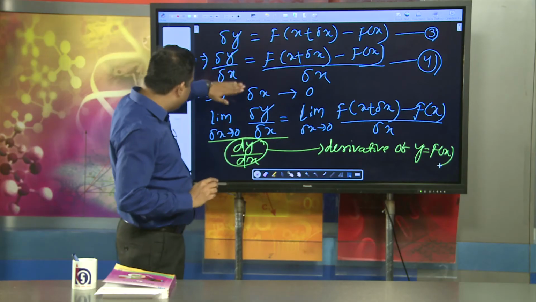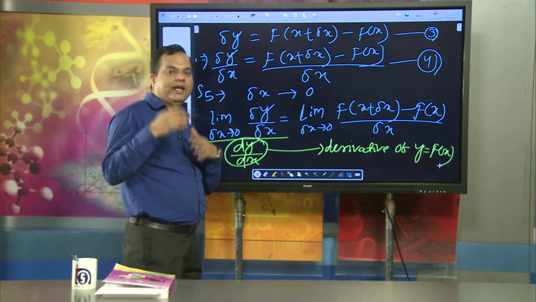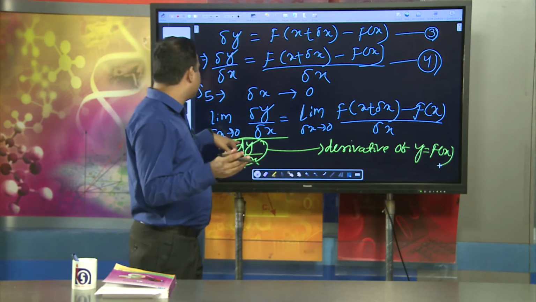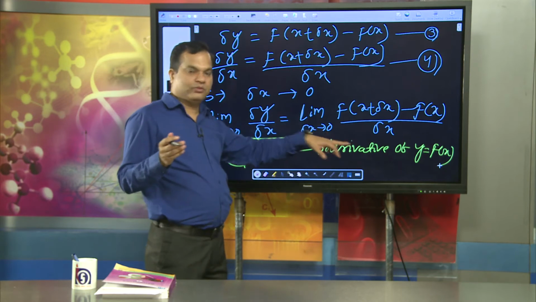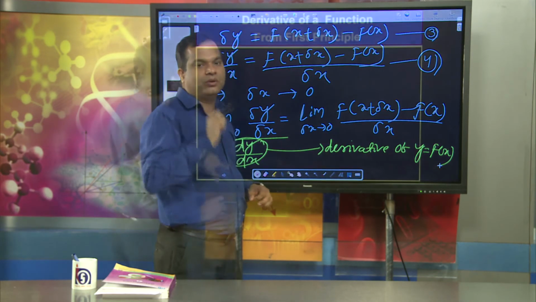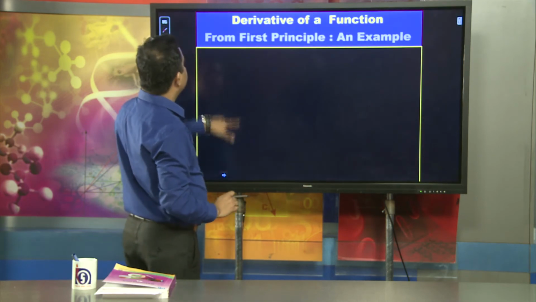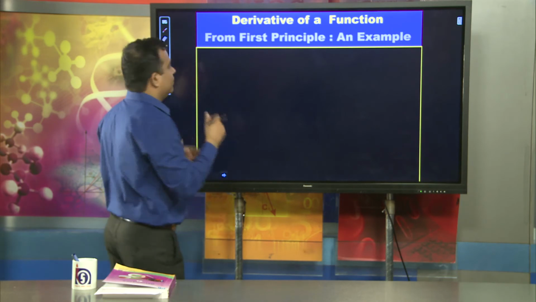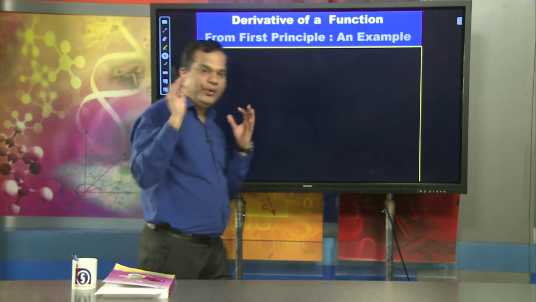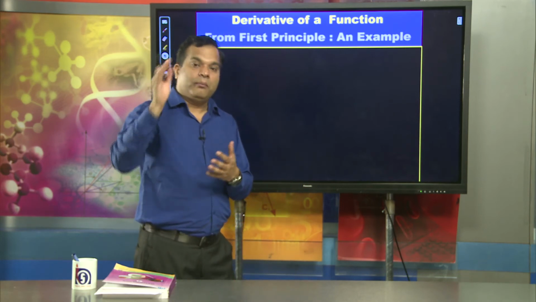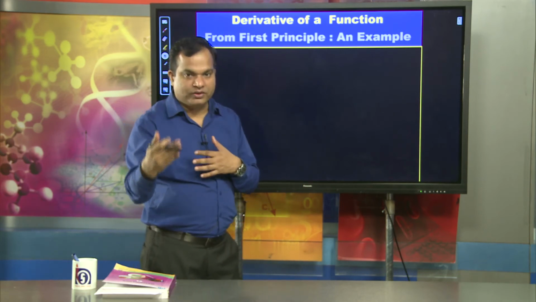That means, by using this formula we are able to find the derivative of the function y equal to f of x with respect to x by using the first principle. First principle we have discussed, that means the derivative of a function from first principle, and an example. Suppose we take an example of how we have to use the first principle.